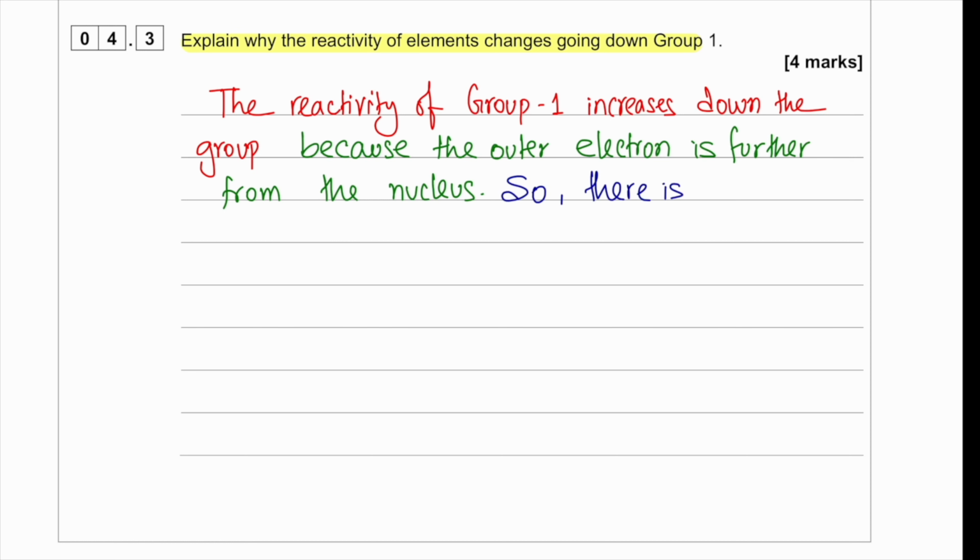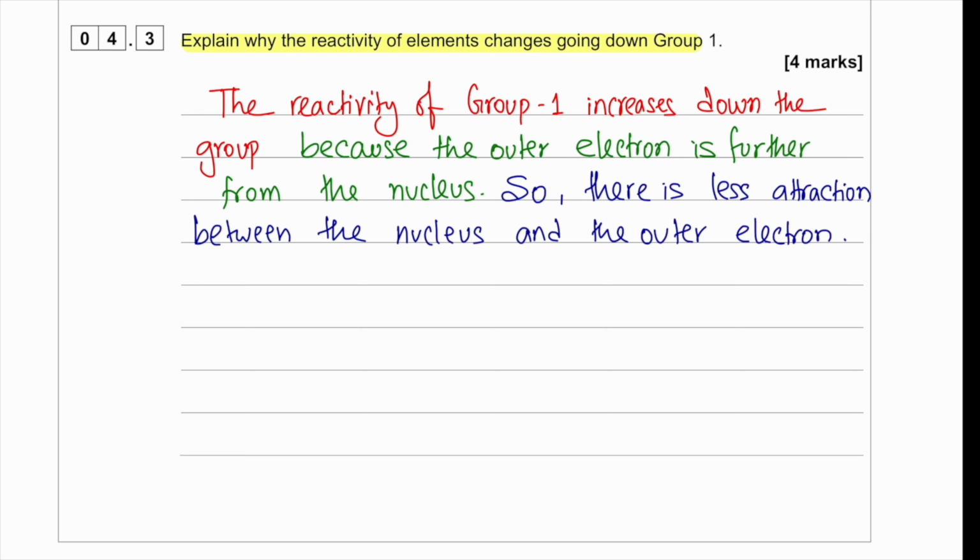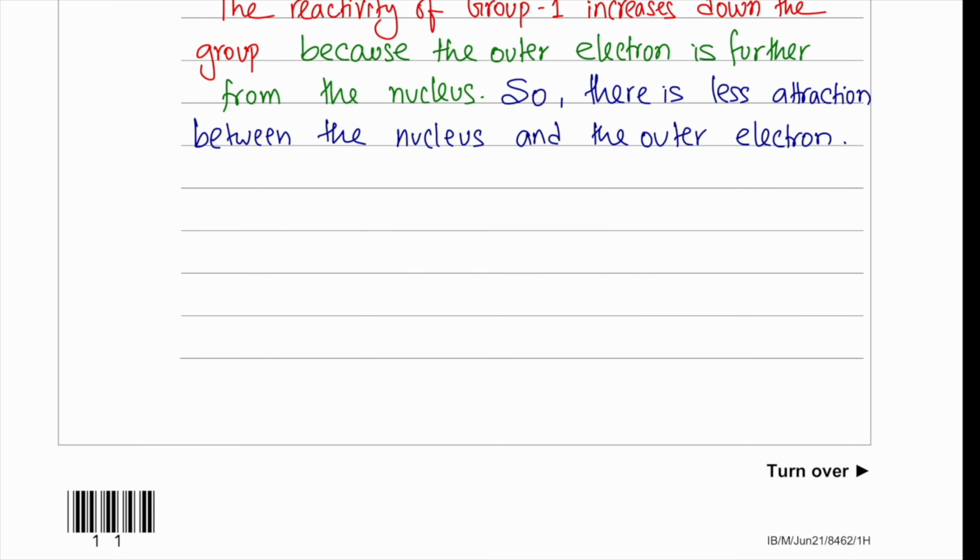So it becomes increasingly easy for them to lose that outer shell electron because they have very less attraction with that outer shell electron, because that outer shell electron is very far away. And then the atom loses the electron very easily. Because group 1 element needs to lose that electron in order to do reaction, this makes them very reactive. So the answer can be written like this.